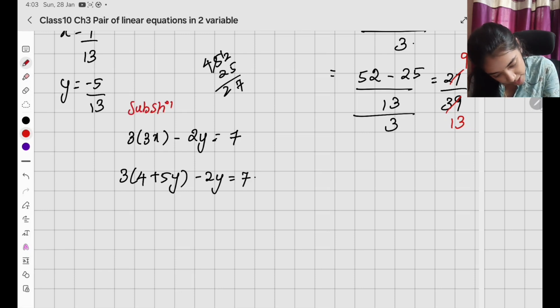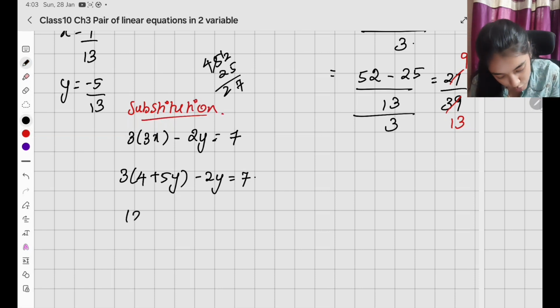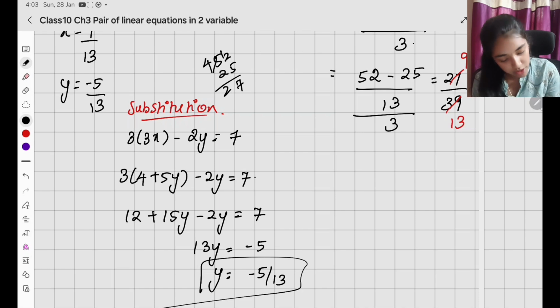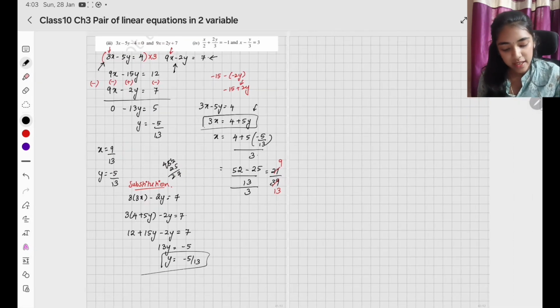Okay? Elimination and substitution கேக்குறாங்க. So substitution method. So we can do 12 plus 5 3s are 15y minus 2y equals 7. 15 minus 2 is going to be 13y equals 7 minus 12 is going to be minus 5. So we have y equals minus 5 divided by 13. Okay, எல்லா மெத்தடும் ஒரே வேல்யூ தான் கொடுக்க போகுது. And again y value x value இங்க substitute பண்ணி same thing.